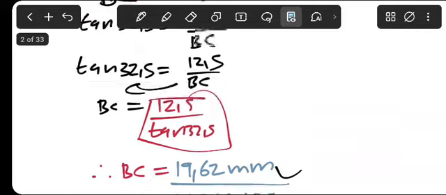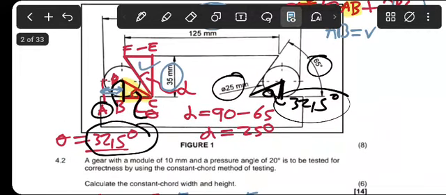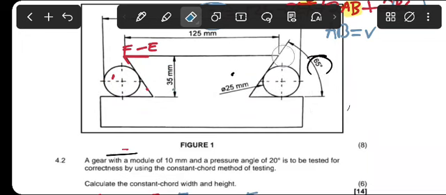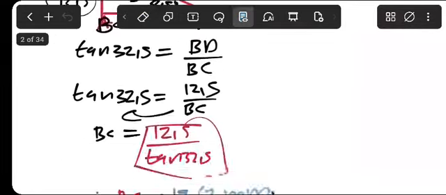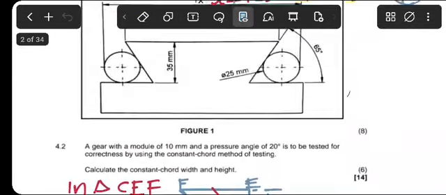Hopefully guys, you're with me. All right, that is how we attacked this question.